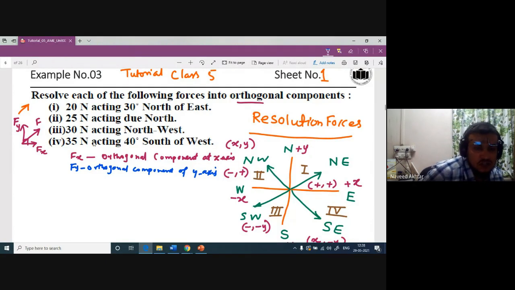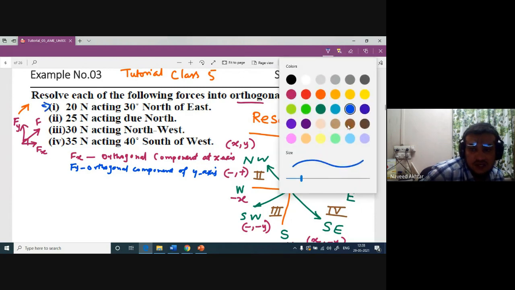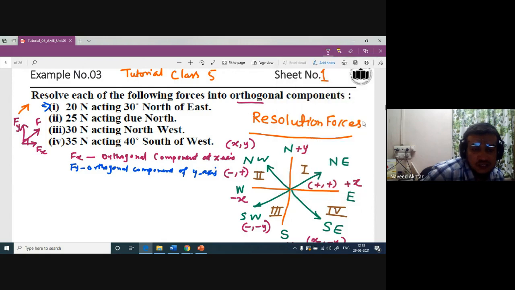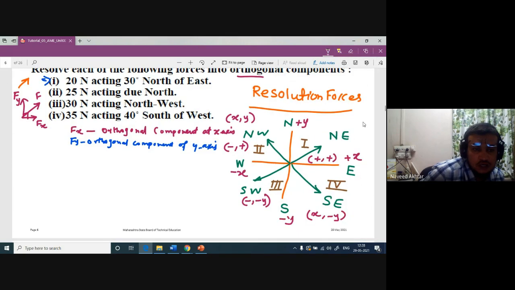Now, the first force we will consider. You can see the first force. What is given here? The first force is 20 Newton acting 30 degrees northeast. So where is northeast in our diagram? It is in the first quadrant.